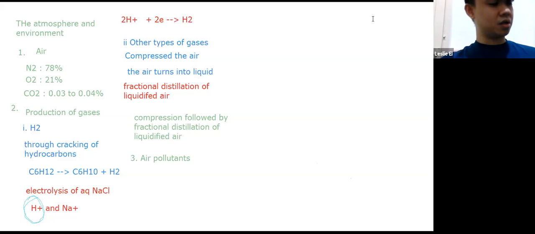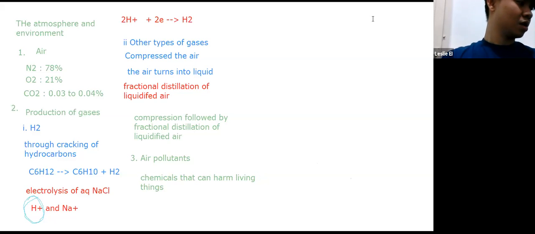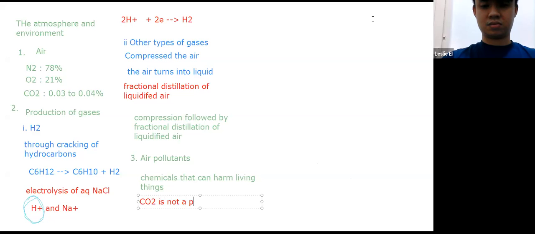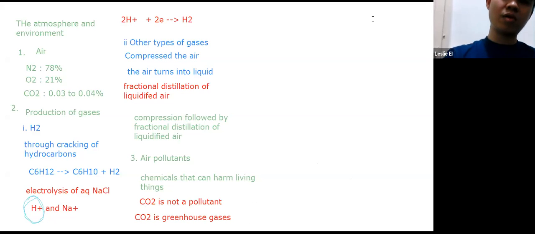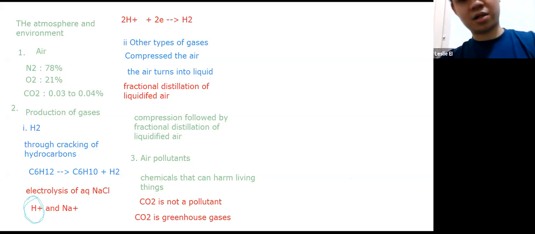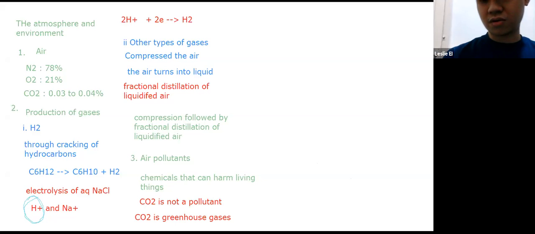Next is about air pollutants. What we call pollutants are chemicals that can harm living things. So the question is, is CO2 a pollutant? No. CO2 doesn't harm living things, so CO2 is not a pollutant. But CO2 is called a greenhouse gas. CO2 causes global warming, but it's not poisonous. So we cannot say CO2 is a pollutant. You have to say CO2 is a greenhouse gas because it traps heat. Okay until here?